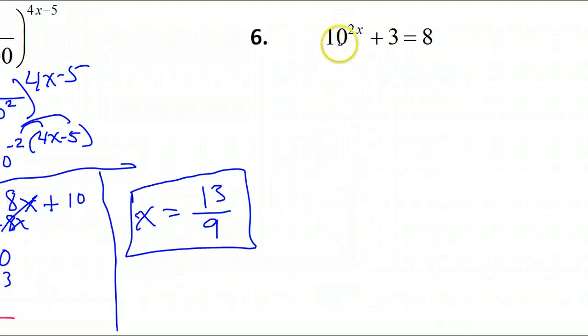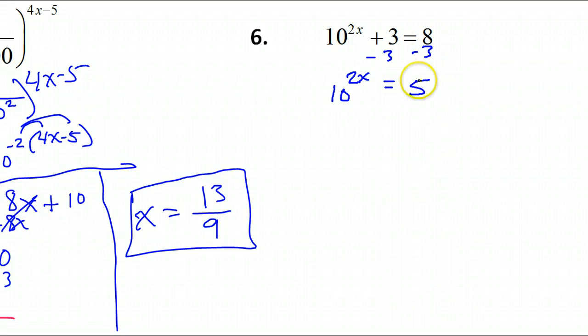Okay, for number 6, we need to get this base power thing by itself before we're doing anything else. So subtract 3 from both sides. So that's going to give us 10 to the 2x power is equal to 5. Now, if there were a common base that I could do, I would do it, but there is no common base between 10 and 5. When there's no common base, try rewriting in log form.